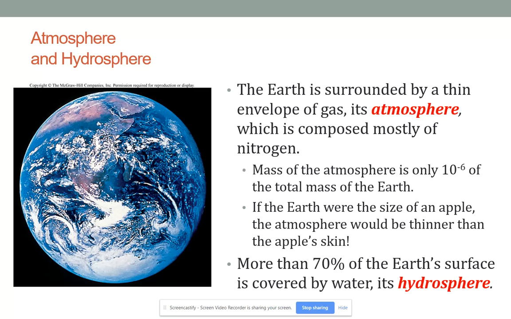The hydrosphere is the water that covers the Earth. So we're going to talk about those two things next. The atmosphere and the hydrosphere.